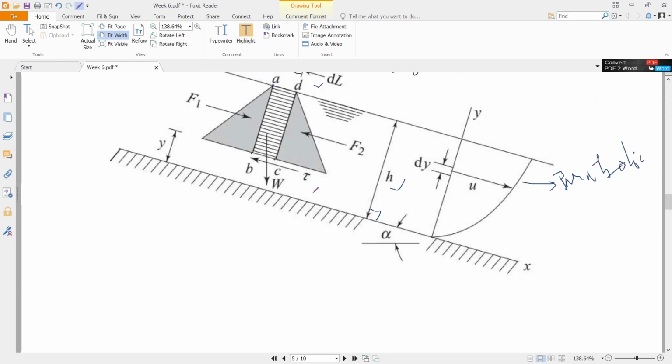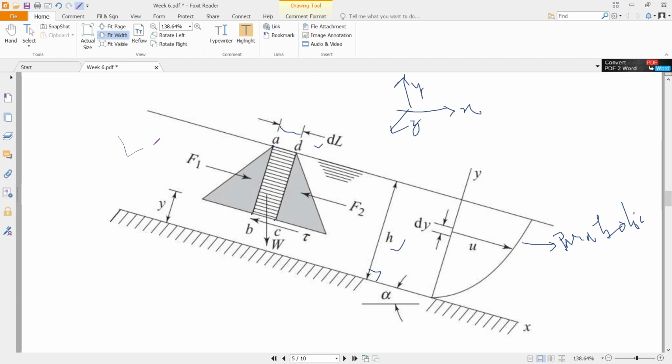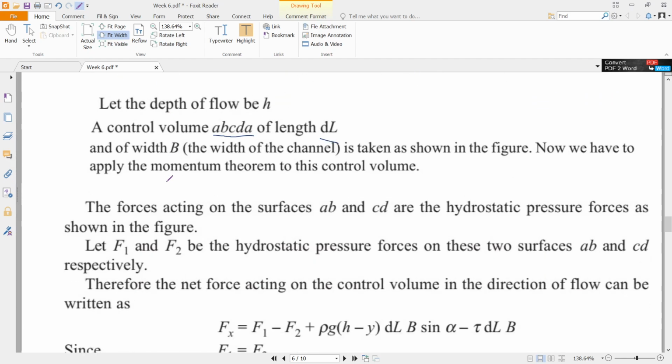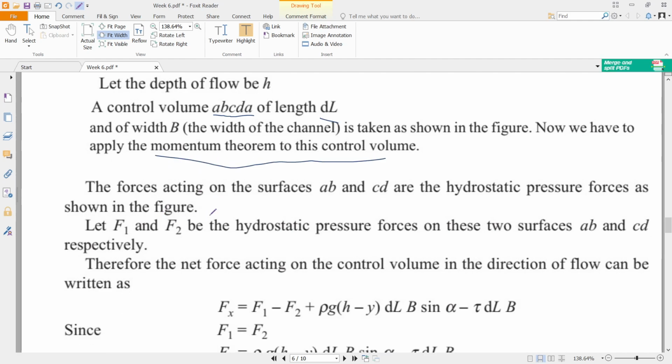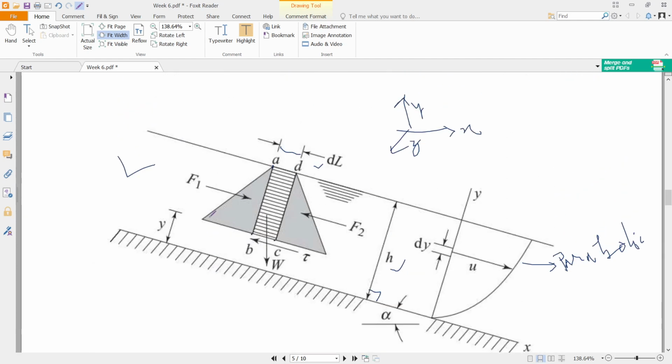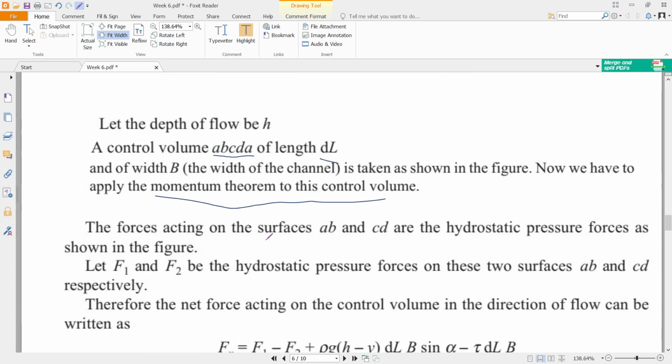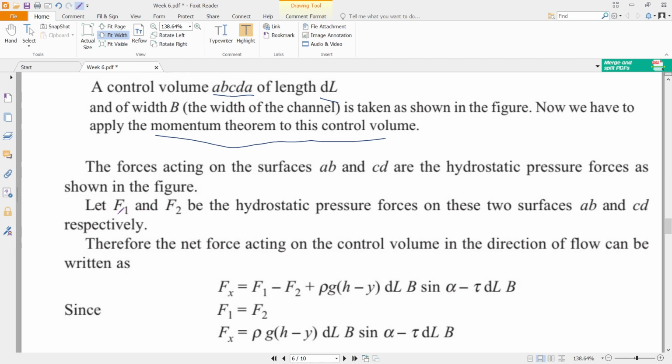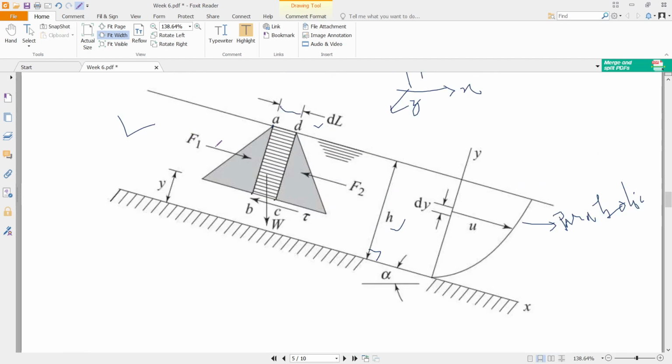Now we have to make use of the principle of conservation of linear momentum. Now if we have to apply the principle of conservation of linear momentum to this control volume, then what are the surfaces? Surfaces AB and surfaces CD. So what are the forces that are acting? The forces are the pressure forces, that is the hydrostatic pressure forces, say force F1 and F2 acting on face AB and CD. Okay, so force F1 is acting on face AB and force F2 is acting on face CD.